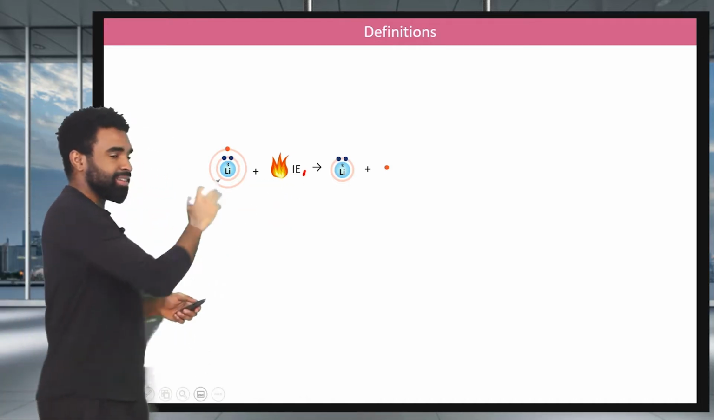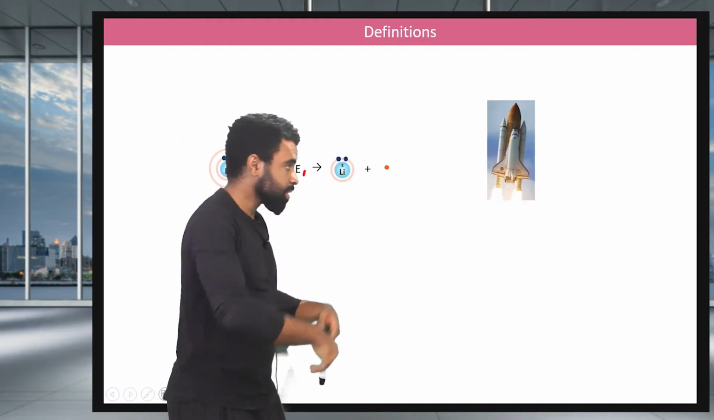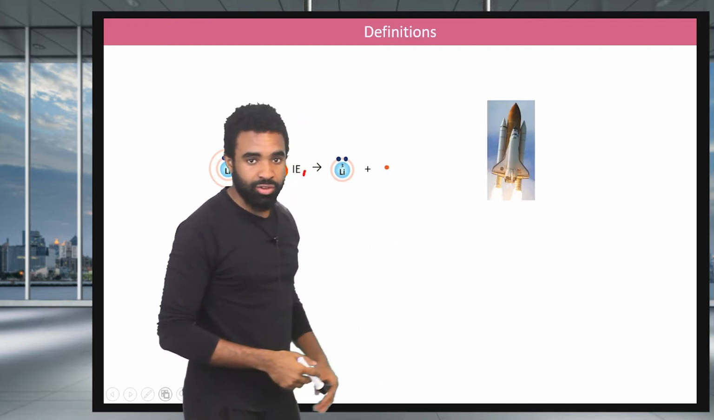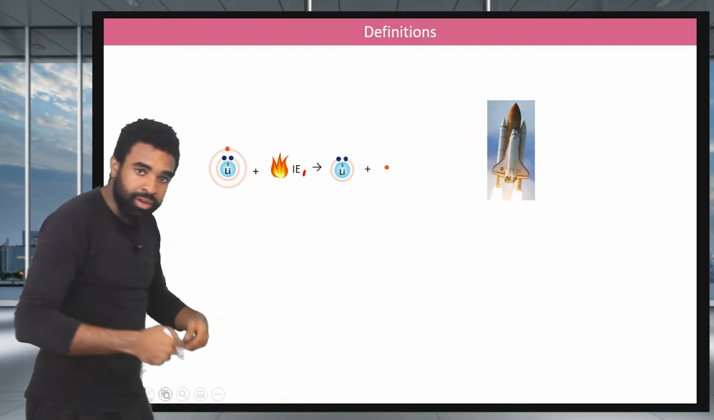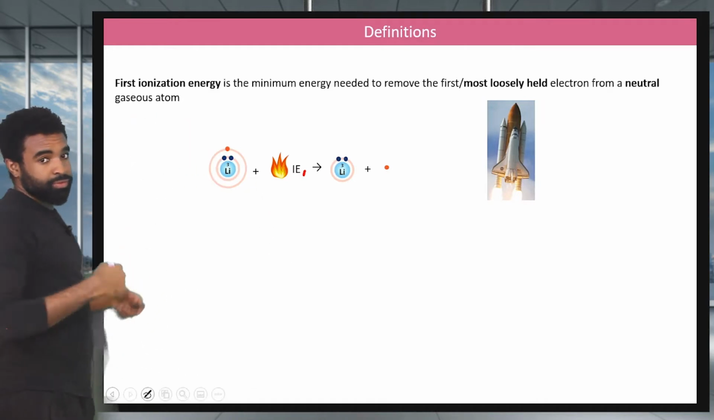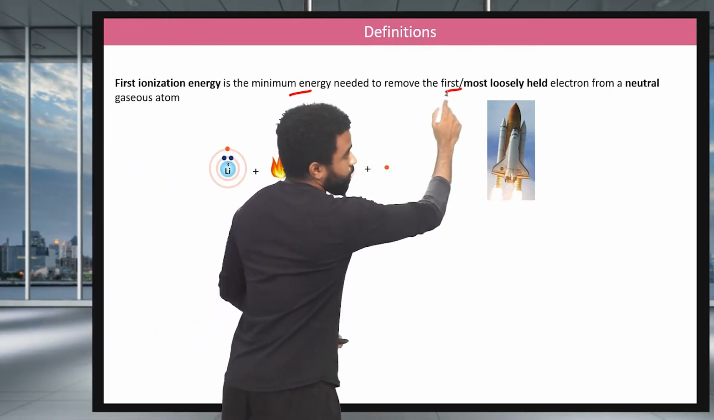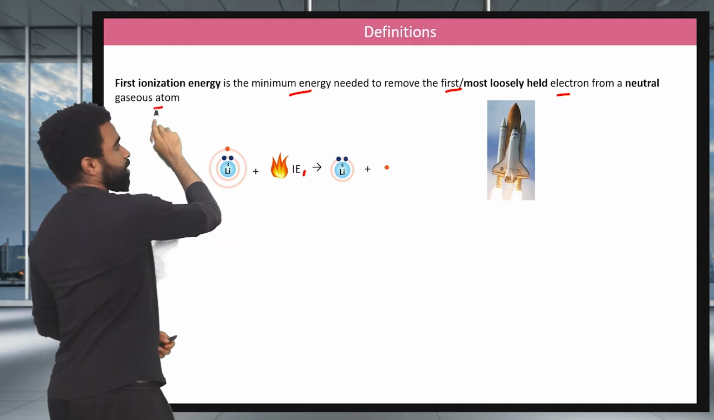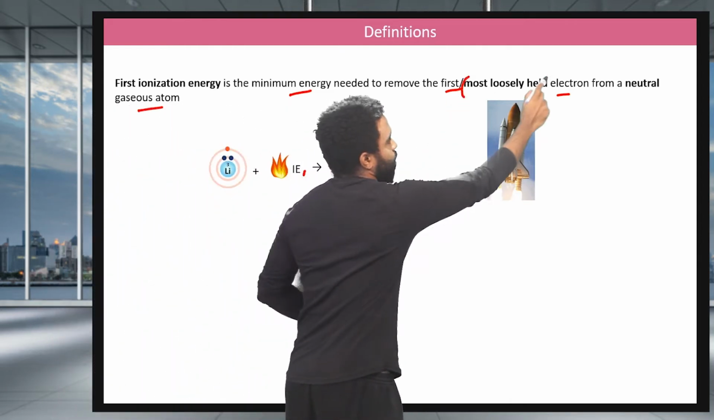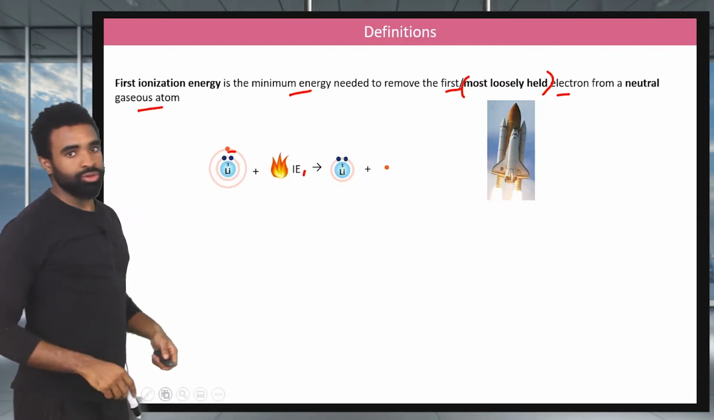And we said that ionization energy, generally, you can think of it as analogous to the amount of energy required to liberate a spaceship, a space rocket, from the gravitational pull of our planet. And so we arrived at this definition of first ionization energy, which is the minimum energy needed to remove the first electron from a neutral gaseous atom. And how do we define first? We define first by referencing the most loosely held electron, which in this case will be the outermost electron.